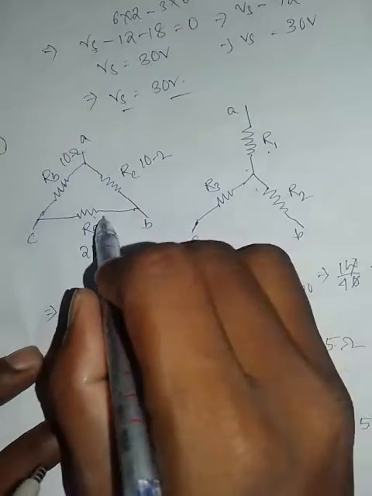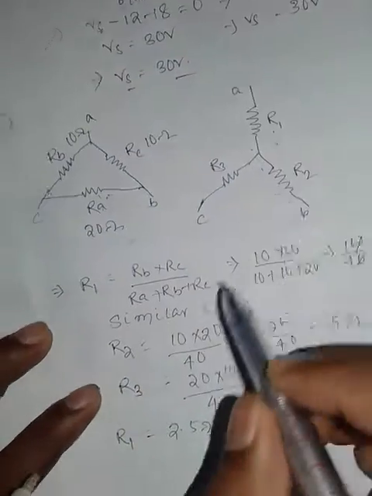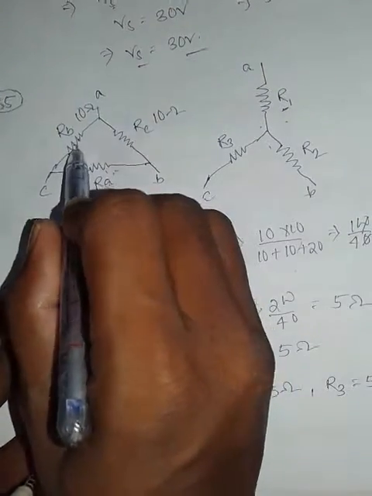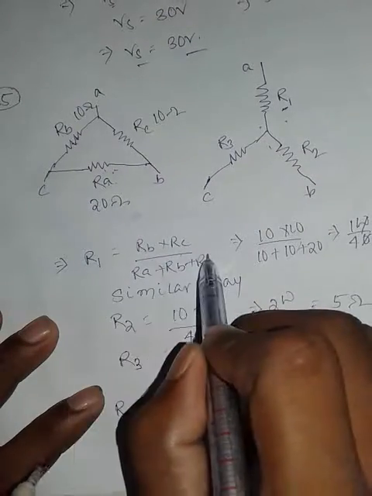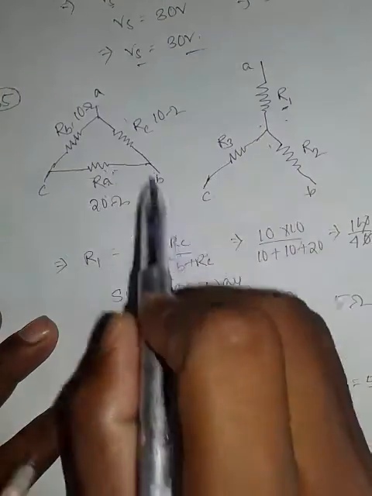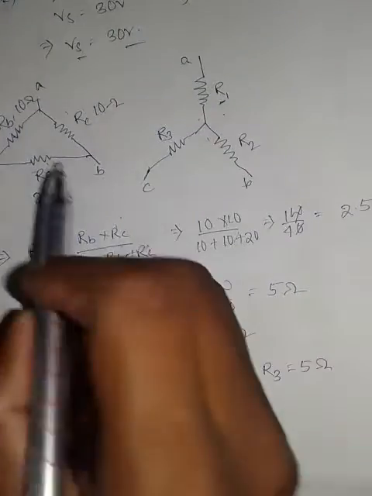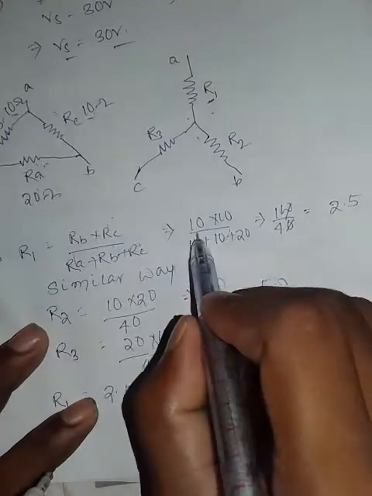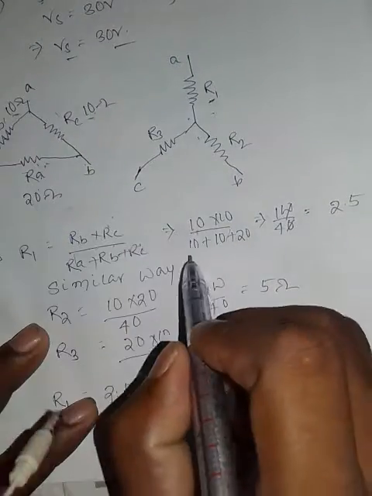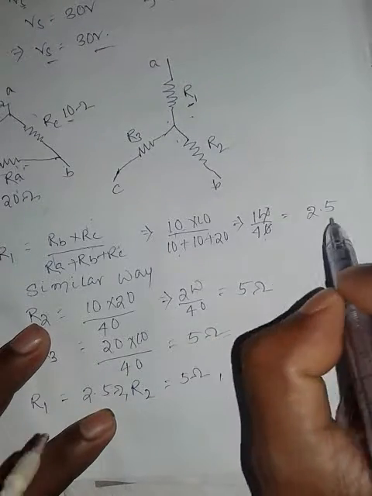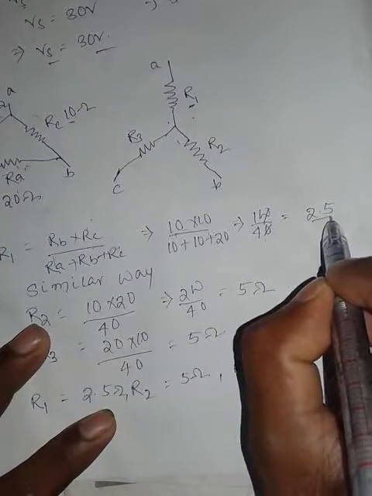When we are calculating delta to star, for the star resistor, it is the product of the adjacent sides divided by the sum of all the sides, so RA plus RB plus RC. Here the adjacent sides are 10 and 10, so 10 into 10 by the sum of all the sides, 10 plus 20 plus 10, which is 40. So 100 by 40, R1 is 2.5.